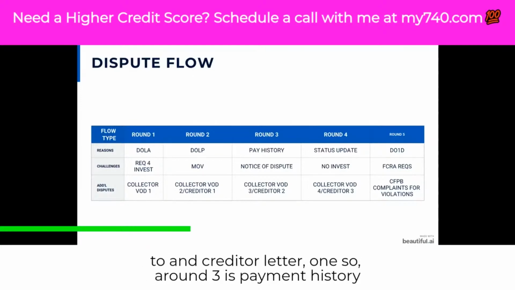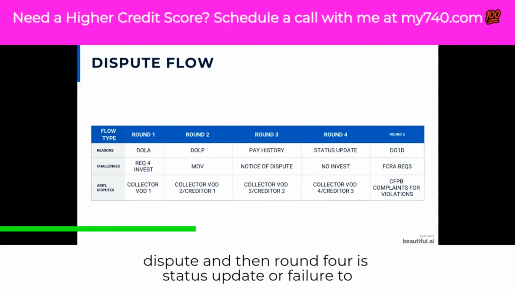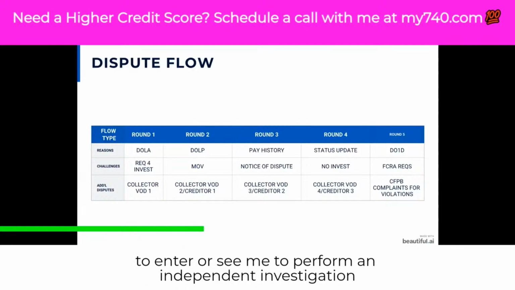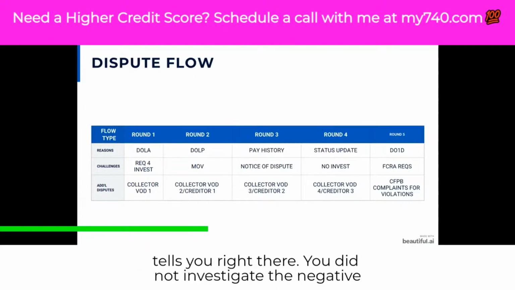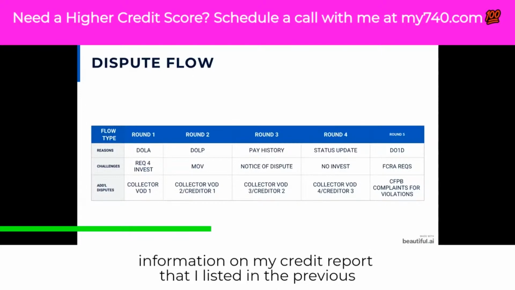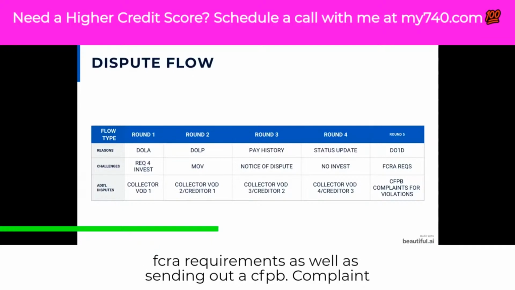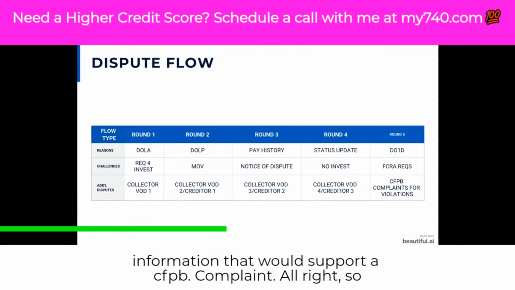So round 3 is payment history, challenge is notice of dispute or failure to enter notice of dispute, and then round 4 is status update or failure to update the date last reported and no investigation. Their failure to perform an independent investigation, because obviously they did not update the date last reported, which tells you right there, you did not investigate the negative information on my credit report that I listed in my previous letter. Make sense? Okay. Round 5, date of first delinquency and FCRA requirements, as well as sending out a CFPB complaint for violations. Do not do this if you do not have the actual information that would support a CFPB complaint.